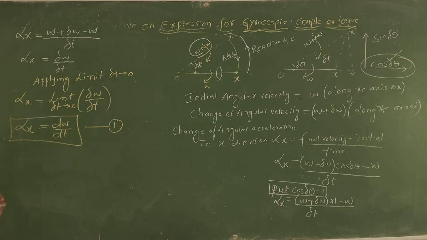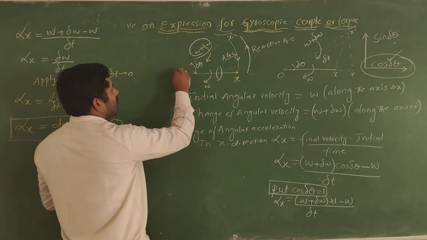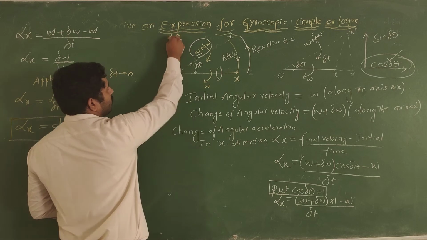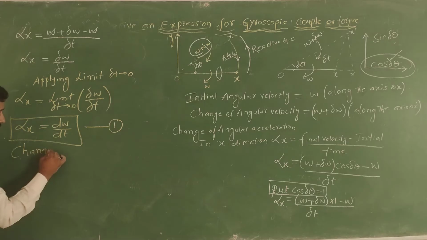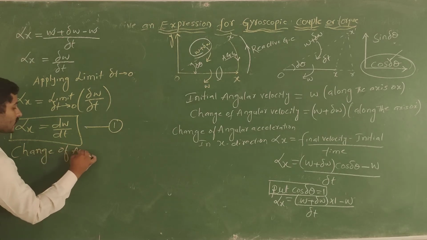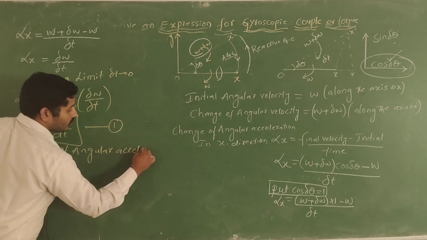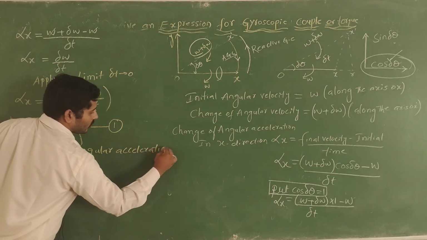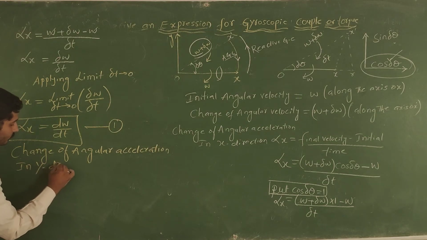Okay dear. The change of angular acceleration in the x direction is d omega by dt. Again, what do we need to find? The change of angular acceleration in which direction, dear? In the vertical direction, the y direction, we need to find the change of angular acceleration in the y direction.